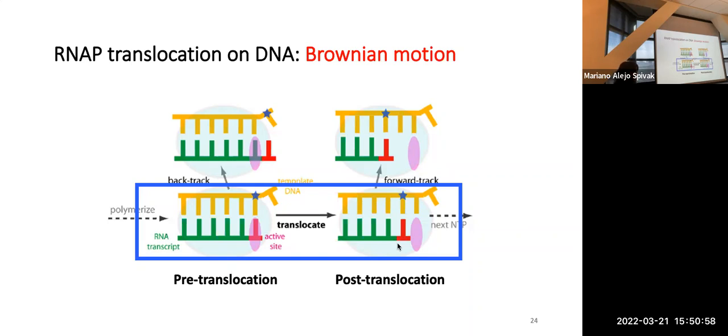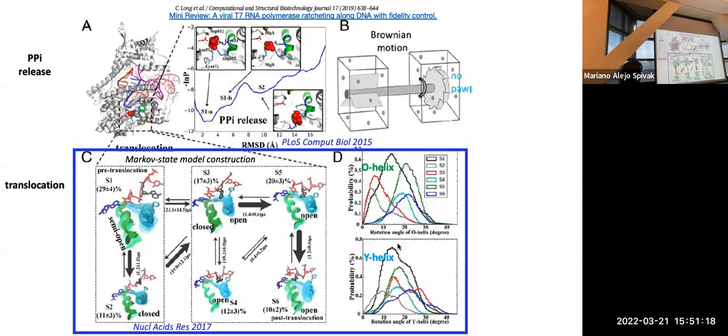This part is mainly suggested to be Brownian motion. There are other proposals saying this could be a power stroke or something, but we wanted to check the energetics of this. The conclusion is a Brownian ratchet, but it takes quite a lot of computational effort to confirm that. So I put this together. This is the product release, and this is the translocation. For both parts we did extensive MD simulation, constructing a Markov state model.